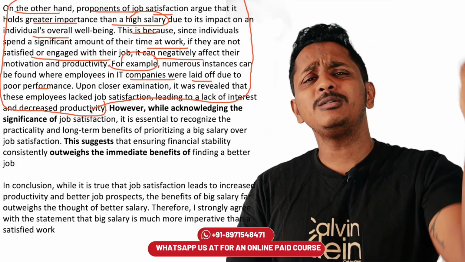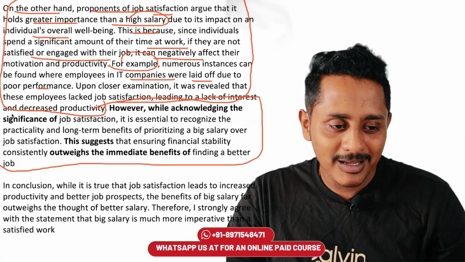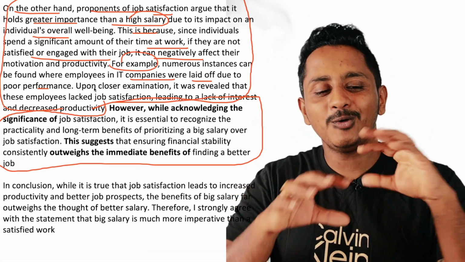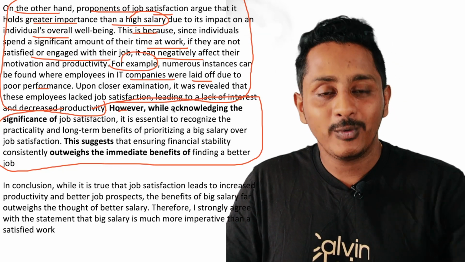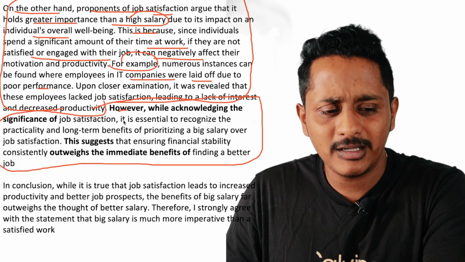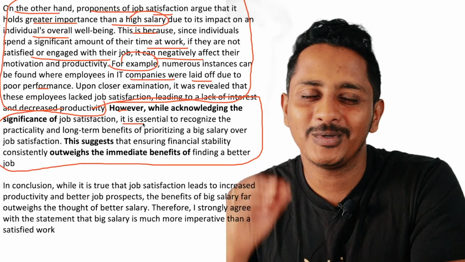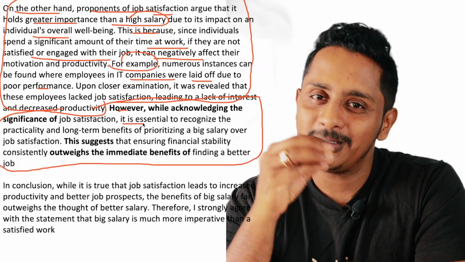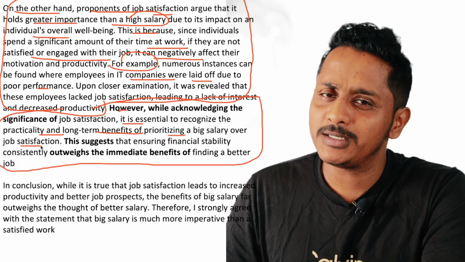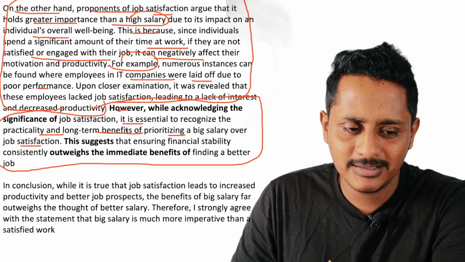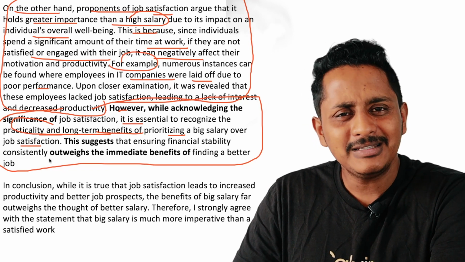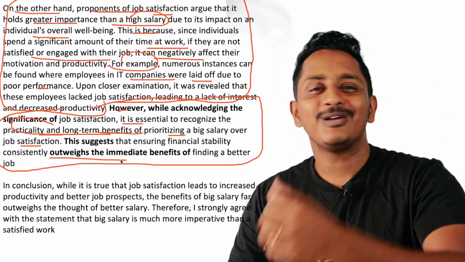But why do you think big salary is more important? Prove this. This is where your marks are all hidden, and that is where the template helps you. You remember the template, you automatically would know how to construct the things. However, while acknowledging the significance of job satisfaction, I totally understand job satisfaction is really important. It is essential to recognize this is where you have to put your thoughts and write the practicality, recognize the practicality and long term benefits of prioritizing a big salary over job satisfaction. This is the idea. This is the reasoning that I wrote. Practicality and long term benefits. This suggests that ensuring financial stability consistently outweighs or is far better than relying on job satisfaction.